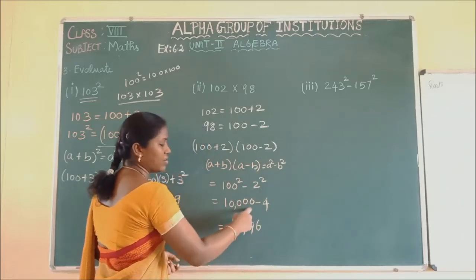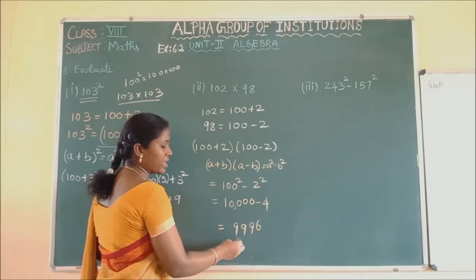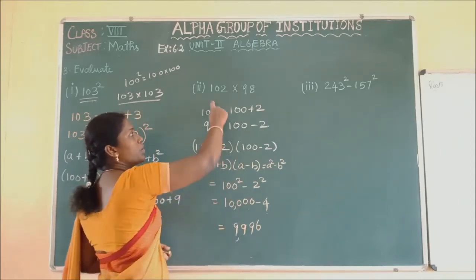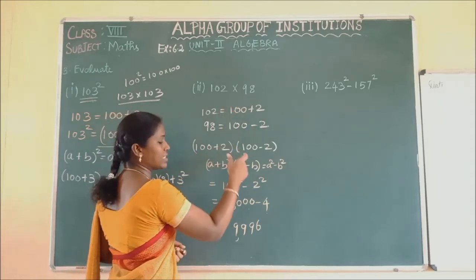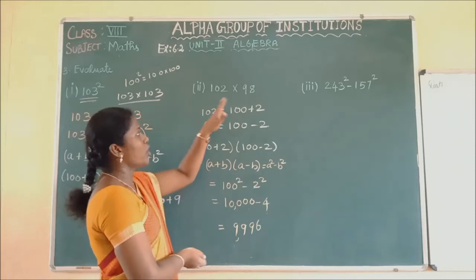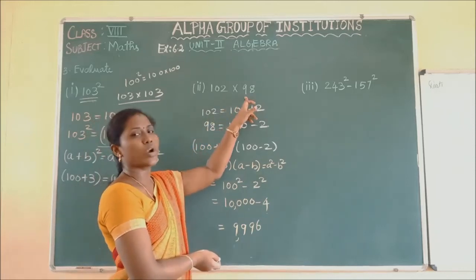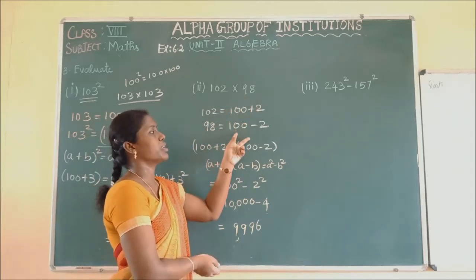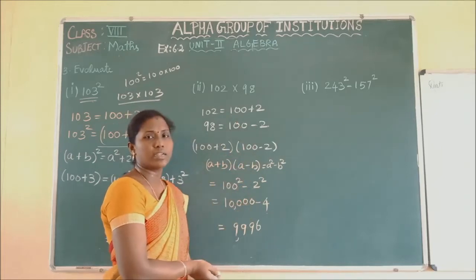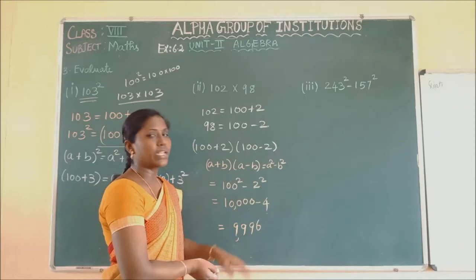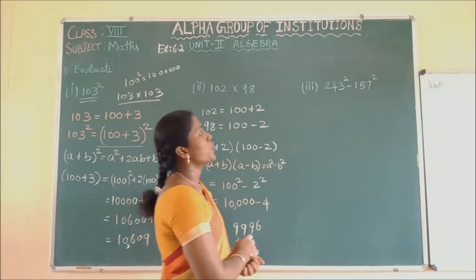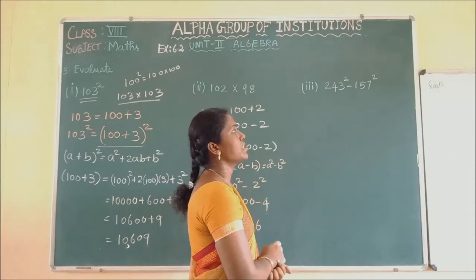6999. See, from 10,000 if I subtract 4, we will be getting 9,996. So without doing the actual multiplication, using the identity, we got the answer of the given question. Okay, so if you get any numbers in a product, if you are able to express them to the nearest 0, just express the two numbers to the nearest 0, write the identity, use the formula and find the answer. Okay, now the third subdivision, 243 square minus 157 square.